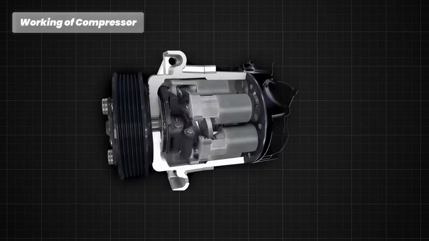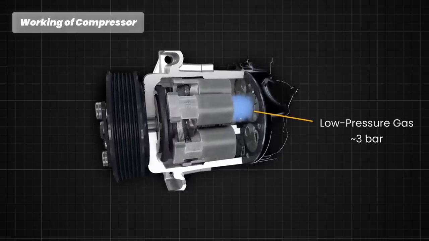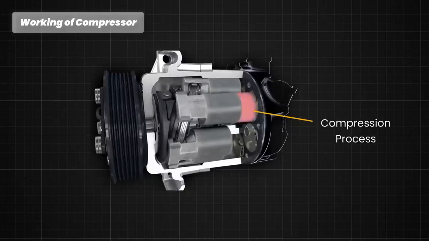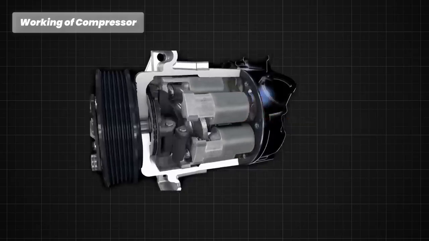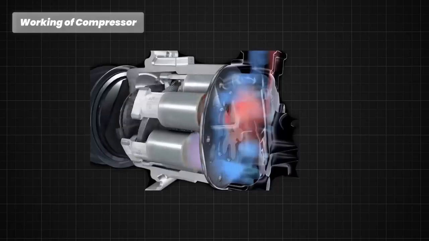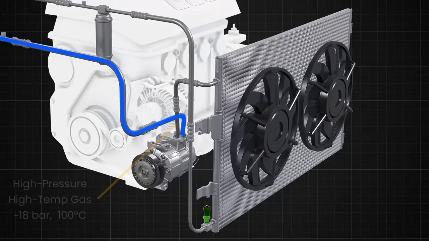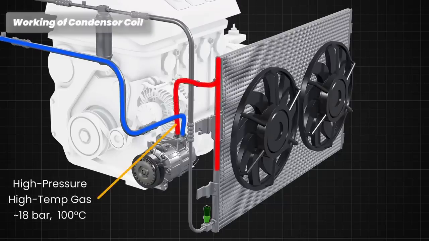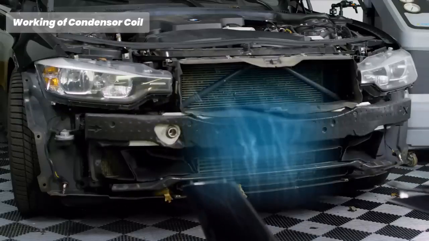The refrigerant initially enters the compressor as a low-pressure gas. This gaseous refrigerant is then compressed by the compressor, which increases its pressure and temperature significantly. After being compressed, the refrigerant gas exits the compressor as a high-pressure, high-temperature gas. This hot gas flows into the inlet of the condenser, which is usually located at the front of the vehicle, near the radiator to take advantage of the airflow when the car is moving.